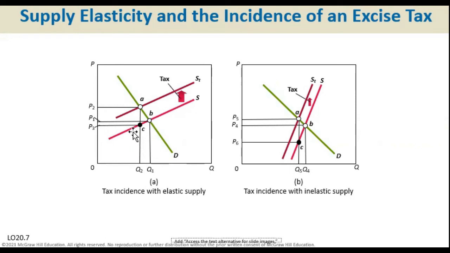When the supply is elastic, the rising price, if you do the same exercise, is substantial, right? And the consumer will pay a larger portion of the tax. So from here to here, the consumer is going to pay a large portion of the tax. And when the supply is more inelastic, the inverse will happen, right? The price rises less and the sellers or producers will bear most of the tax.